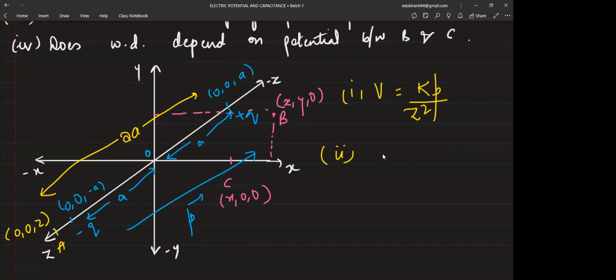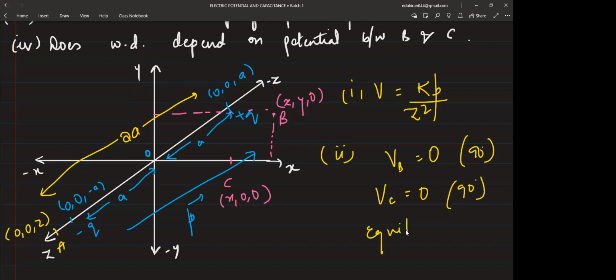See, when you are calculating it for B point, B is situated at x comma y, right? This is the distance, so it is exactly perpendicular to this axis. So V at B will be 0. Why? Because it is making 90° with the axis, right? Similarly, C point is also perpendicular to the Z axis. So the potential at C will also be 0 because both of these are at 90°. 90° means equatorial.